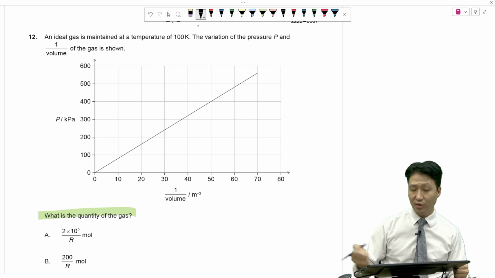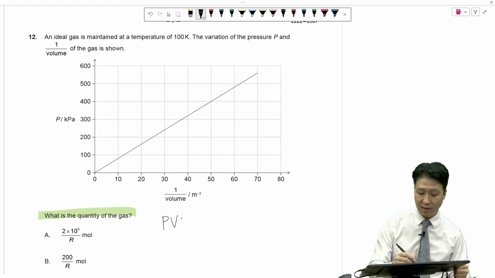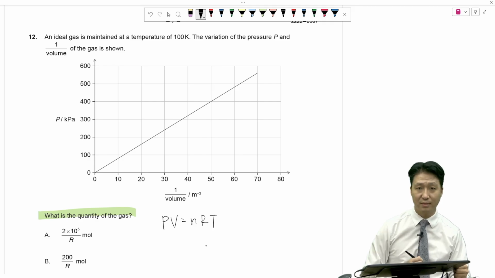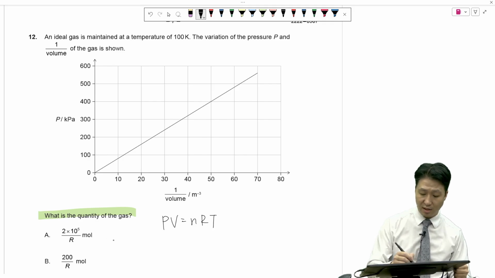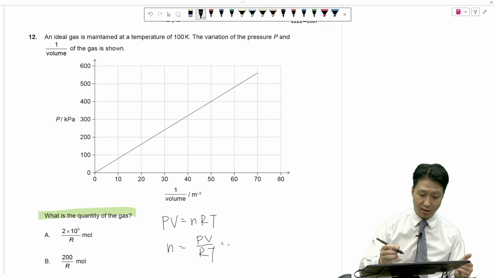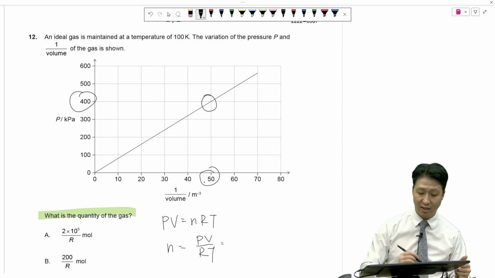Well, let's just use the ideal gas equation. PV equals nRT. And if you want the quantity of gas, notice that the units are in moles, so we're going to use n is equal to PV over RT. And we can use any of these points. We can use one point that is more convenient. We're going to use the 400 kilopascals and the 50 per cubic meter.